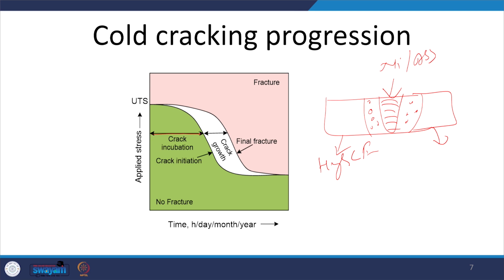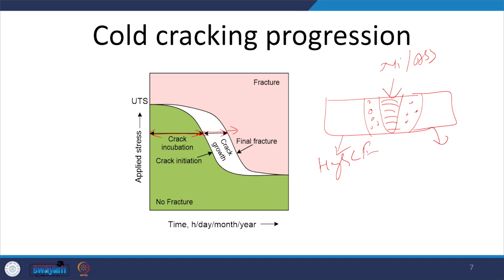When the pressure in the vacancy zones exceeds the material's fracture strength, a crack starts propagating. Once the crack propagates, pressure is released. So the hydrogen diffusion towards the vacancies, crack growth, and then relaxation of pressure, this cycle keeps on repeating. This takes some time first for the crack to nucleate, then the crack will propagate, and then finally fracture will happen.